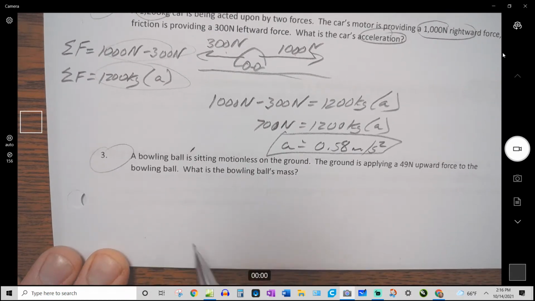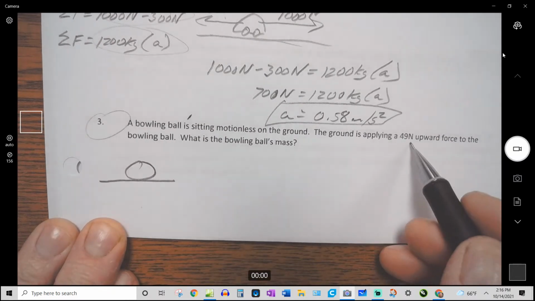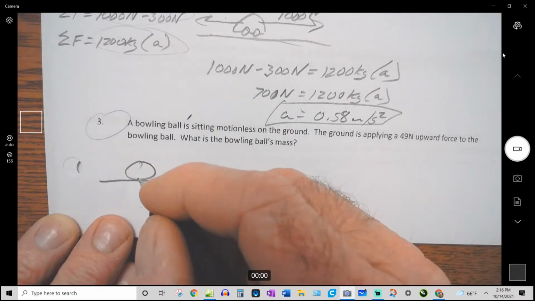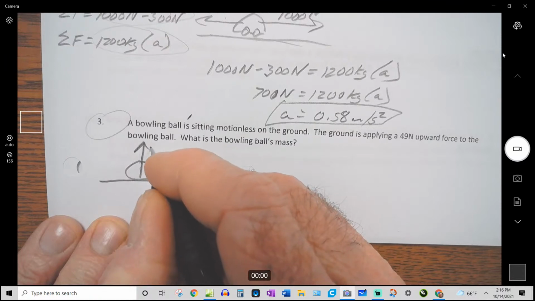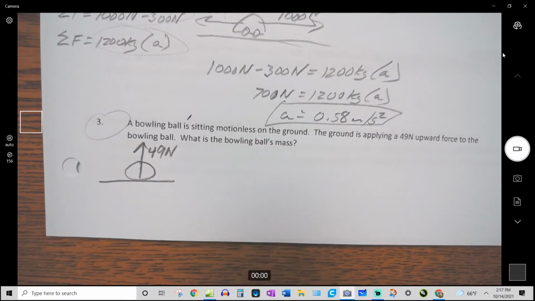So, a bowling ball is sitting motionless on the ground. Here we go. There's the bowling ball. The ground is applying a 49 Newton upward force to the bowling ball. What's the bowling ball's mass? I'm going to draw this. This is the force of the bowling ball, or sorry, the force that the ground is exerting on the bowling ball.